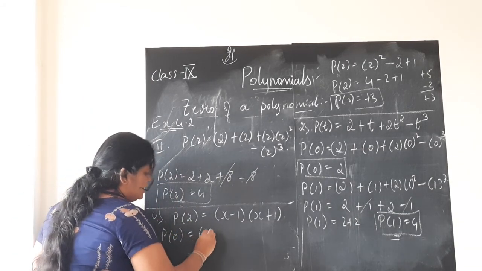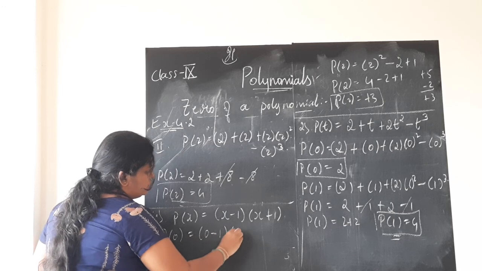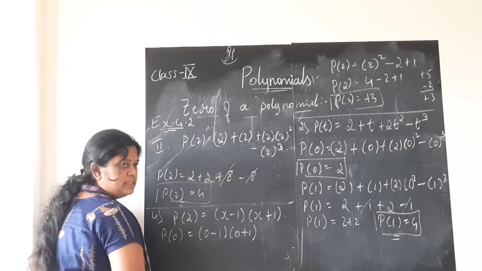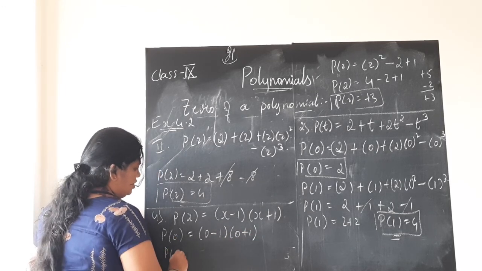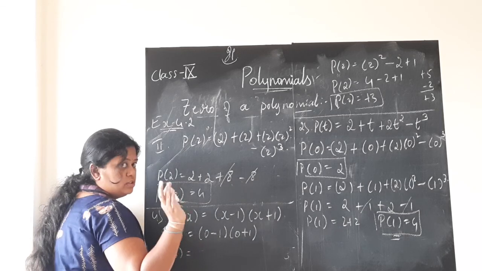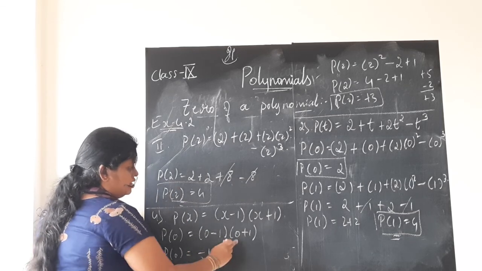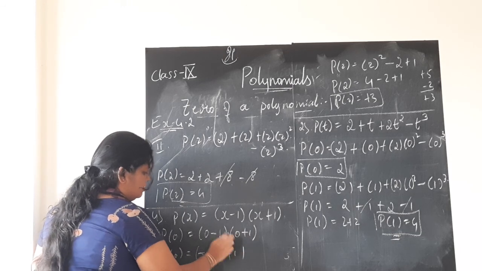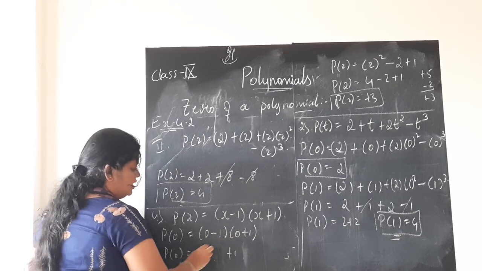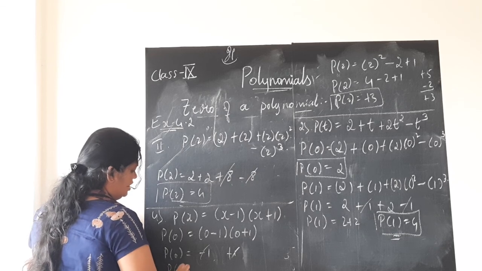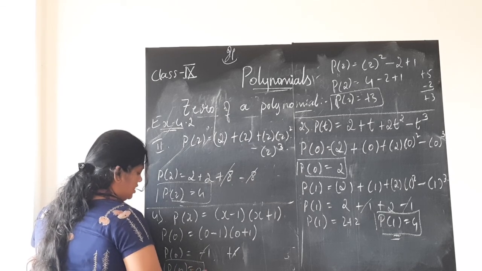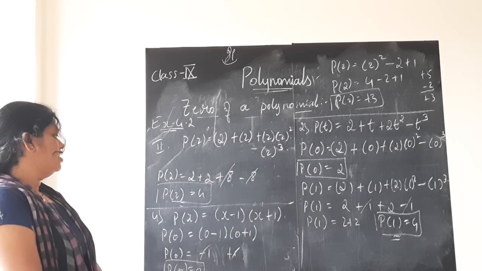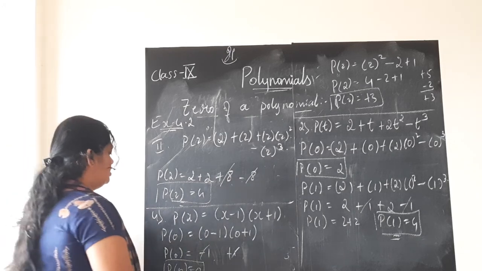In place of x I need to substitute 0. 0 minus 1 into 0 plus 1. P of 0 is 0 minus 1 is, don't write 0, it is minus 1. 0 plus 1 is plus 1. Don't bracket, you will multiply them. Minus 1 plus 1 if it gets cancelled, P of 0 is clearly 0. See? Oh, multiplication is there, children.